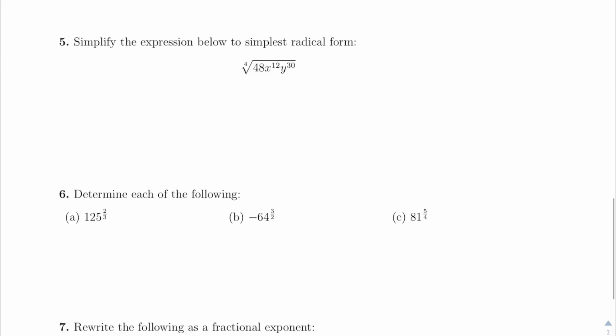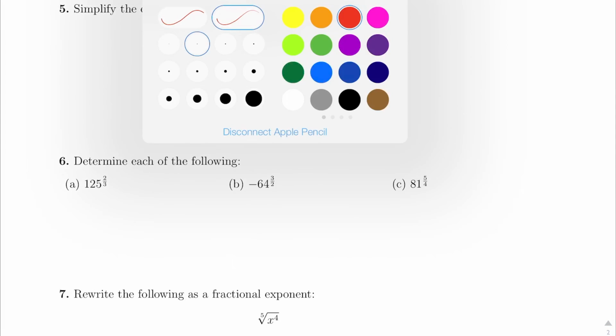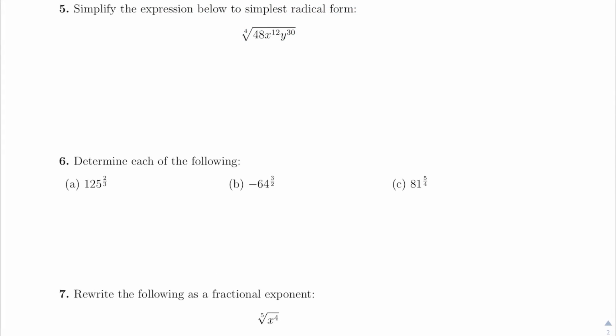Simplify the expression below to simplest radical form. To handle the variables, it's actually pretty easy. We're going to be making groups of 4. So when we have 12 x's, we can make 3 groups of 4, so that's x cubed, from 12 divided by 4. Because this is a 4th root, we're trying to make groups of 4, so with 30, we do 30 divided by 4, and we find that we can make 7 full groups.